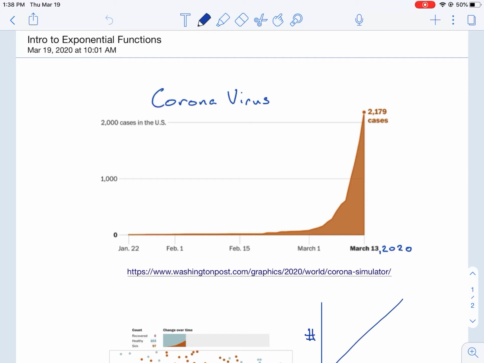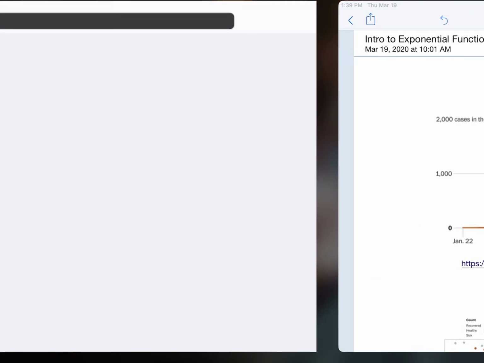This is a graph of the coronavirus and how it increased in the U.S. from January 22nd to March 13th. You see right here from March 1st to March 13th this really sharp increase that happens really quickly. And that's what we refer to as exponential growth. Mathematicians are definitely interested in how things change, and when things change quickly, we call that exponential growth.